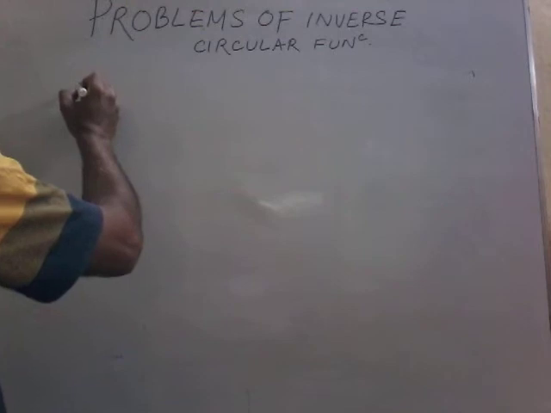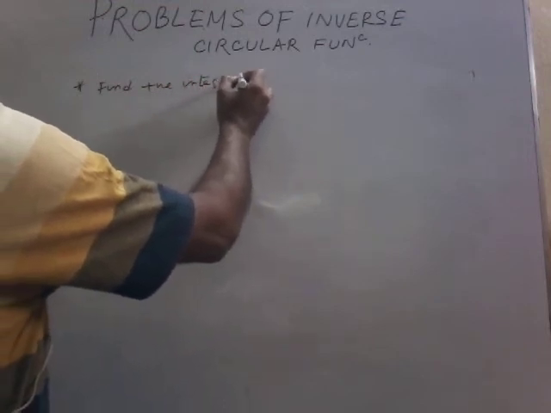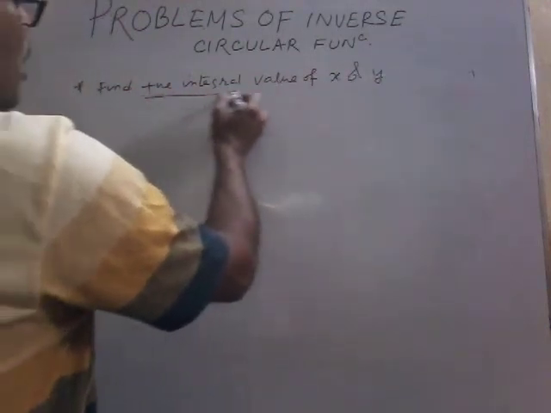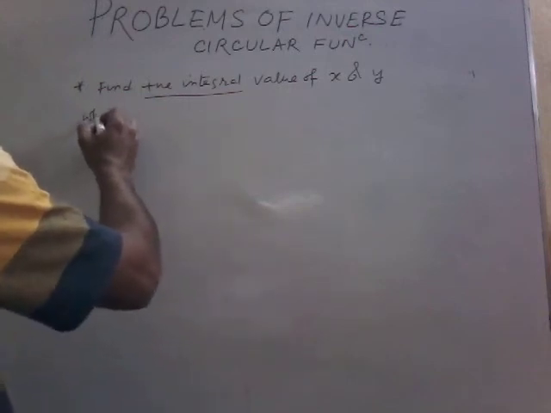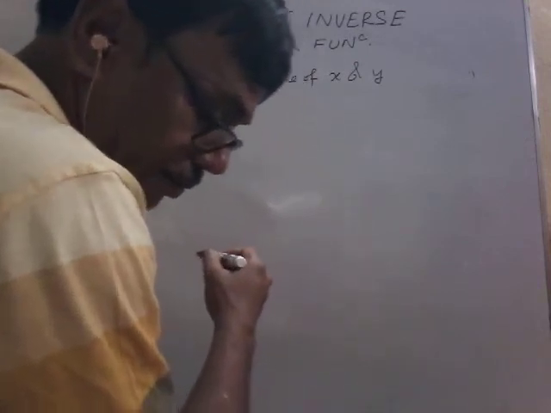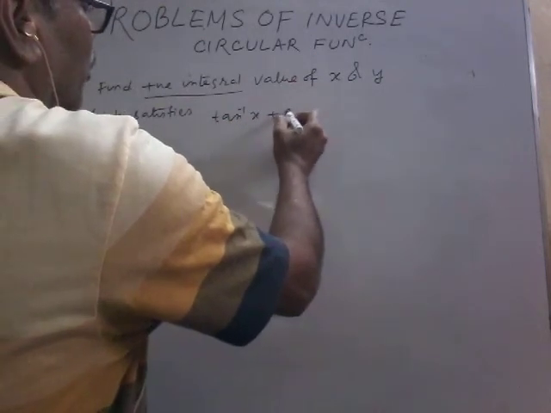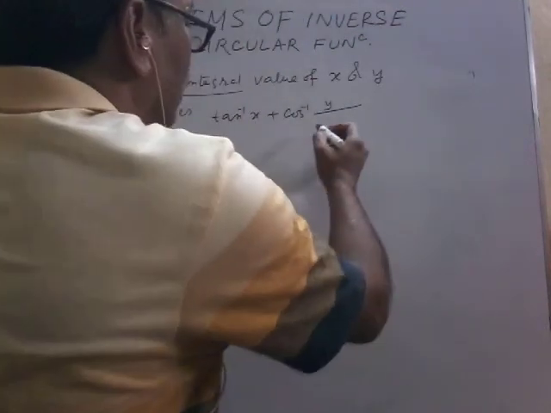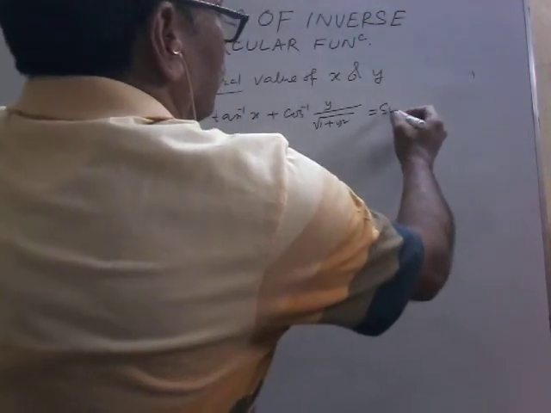Find positive integral values of x and y, positive integral values of x and y, which satisfy tan inverse x plus cos inverse y by root under 1 plus y square equals sin inverse 3 by root 10.